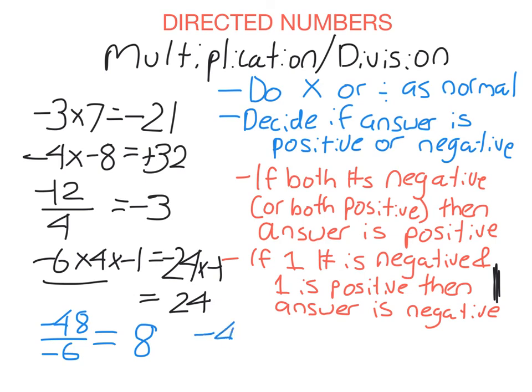But if I want to do negative 48 plus negative 6, I am adding a negative and a negative, but this rule does not work for addition and subtraction. If both numbers are negative, it doesn't mean if you add them together, the answer will be positive. It means if you multiply them or divide them together, the answer will be positive. Negative 48 plus negative 6 is still a negative number. It's negative 54.